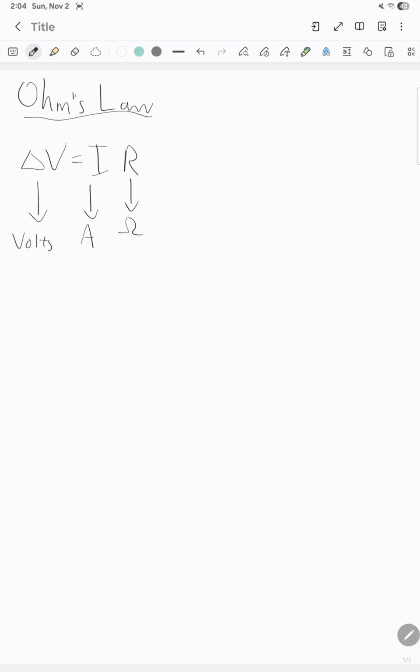So this is Ohm's law. You could also write it in multiple ways. You could have delta V over R, which is equal to current. You could also have the resistance, which is equal to delta V over I. So you could rewrite Ohm's law in many ways, and this will be pretty important.